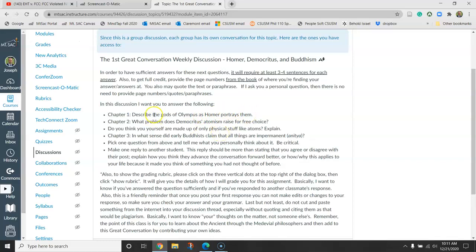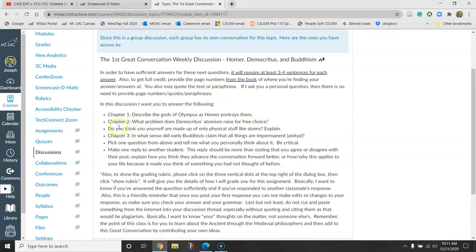That's the first thing you've got to do. And then for chapter 2, the second one is, what problem does Democritus' atomism raise for free will? So for each of these, you're going to have to give me a page number or page numbers of where you're getting your answers. And you also may quote or paraphrase, okay?